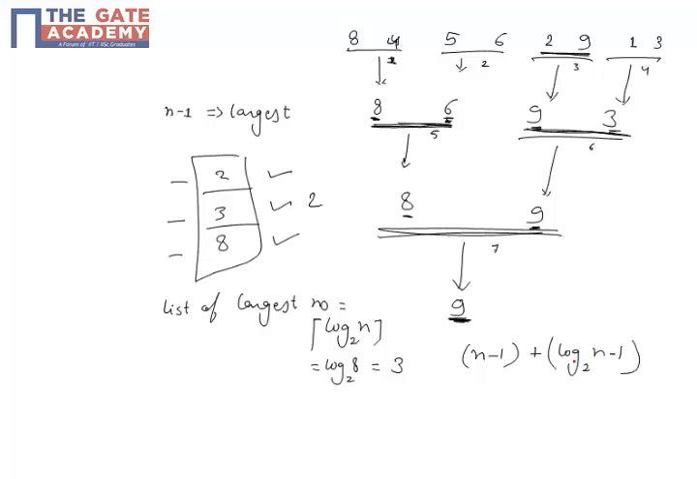For the given question, n is equal to 64, so it should be 64 minus 1 plus log of 64 base 2 minus 1, so 63 plus log of 64, which is 6, minus 1, that is 5. So for the question my answer will be 68. 68 comparisons will be required to find the second largest element among all n elements.